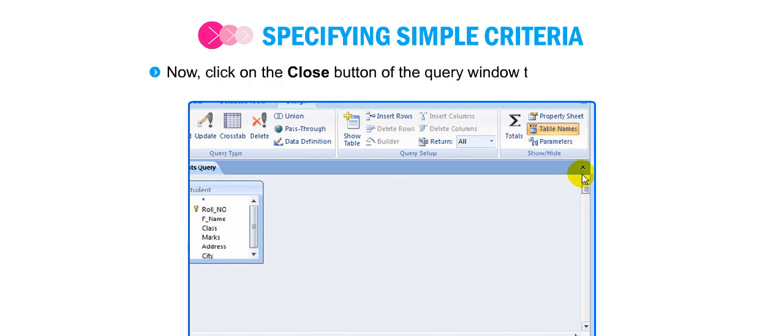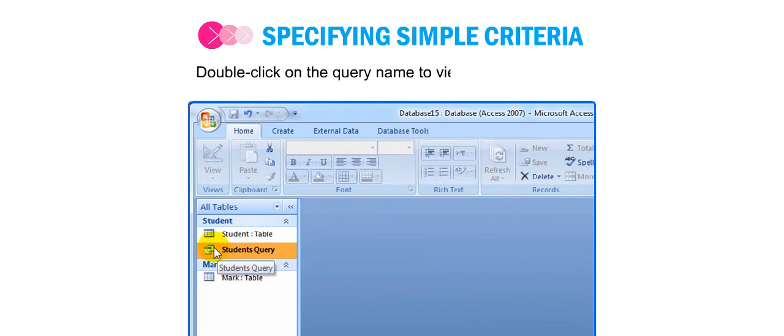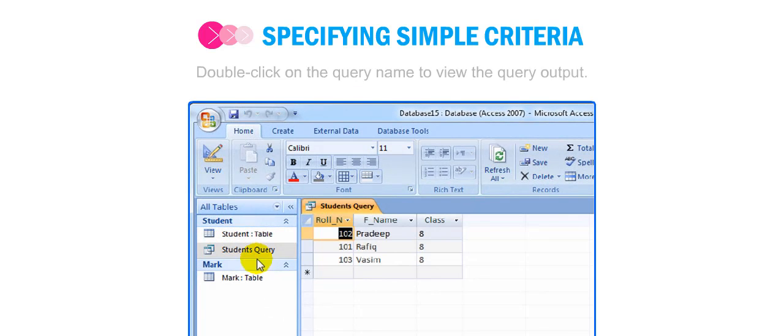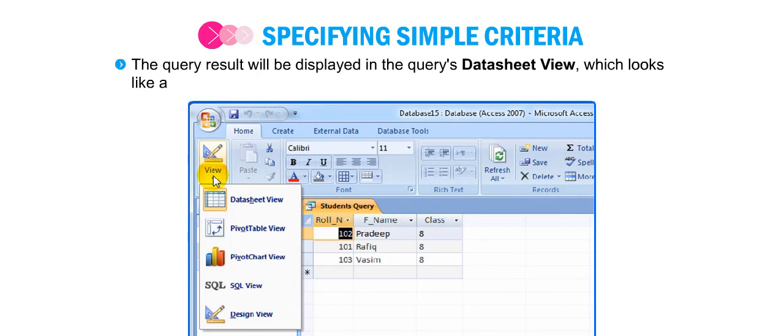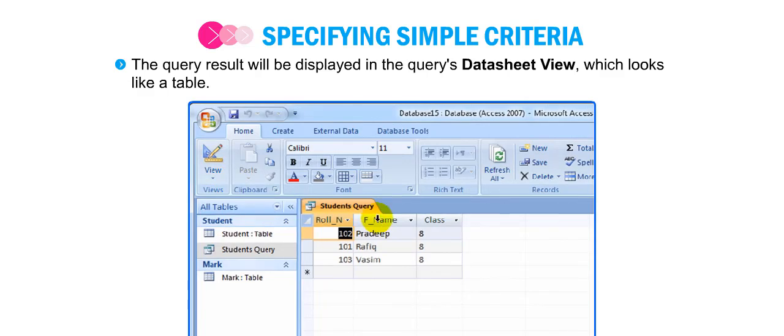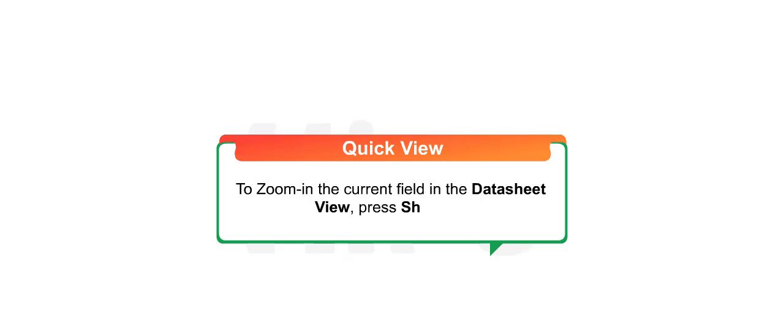Now what we have to do, we have to click on the close button here so that the query is closed. And now we want to run this query. So what we have to do is, you can either double click on the query like so. Okay, see, now we are having roll number, father's name, and the class. Right, and you can see that we have got only class 8 students. You can even click on this run. This is the second way of running the query. To zoom in the current field in the datasheet view, we press Shift plus F2.